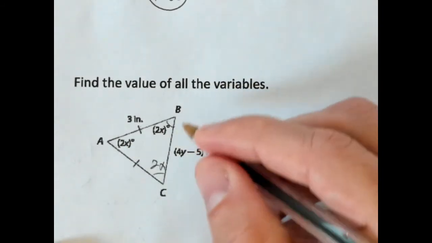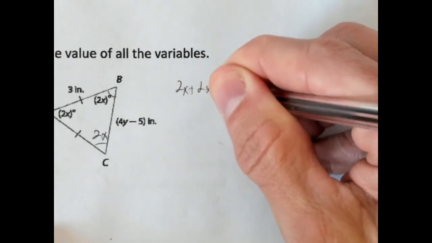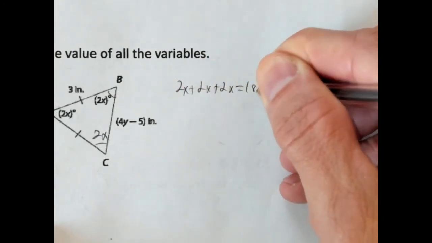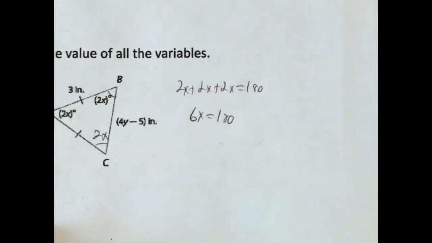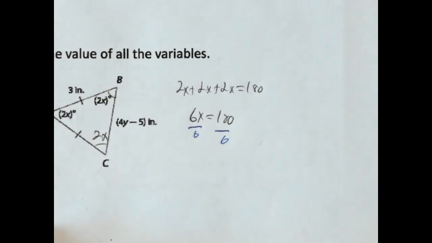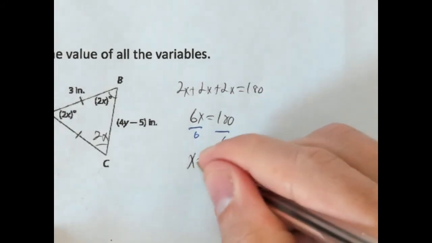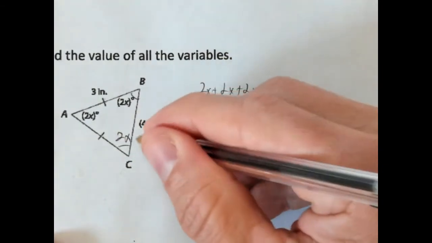So let's find the angle first. We're going to add these together so it's equal to 180. So 2x plus 2x plus 2x equals 180. 6x equals 180. Divide by our coefficient, which is 6. And x equals 30. So x is equal to 30. We had one variable. Now we need to find y.